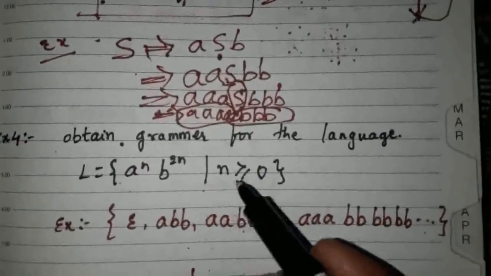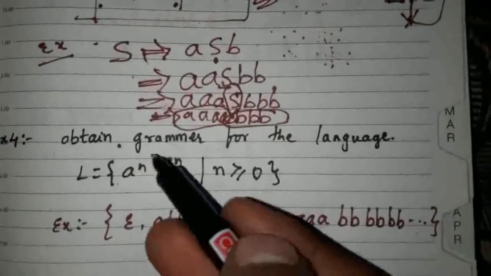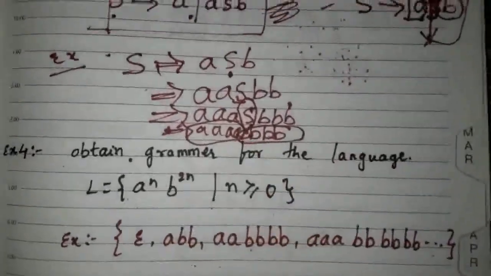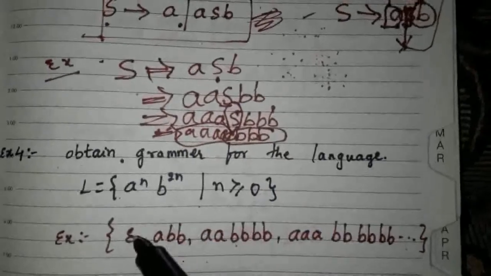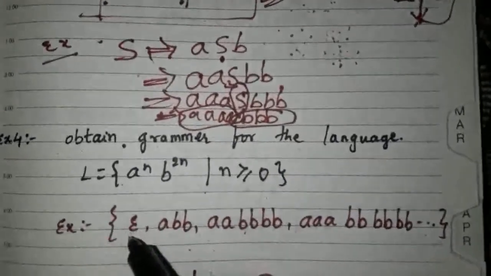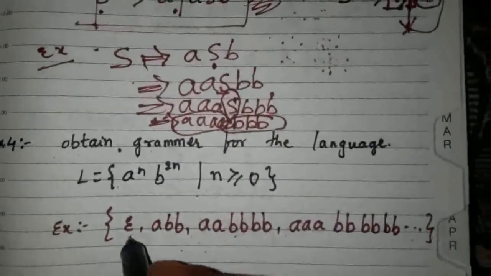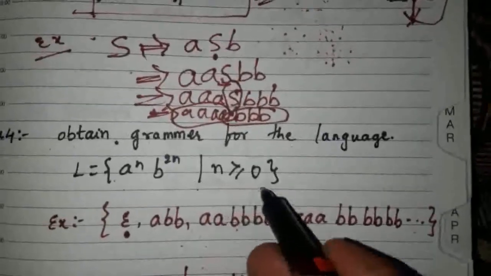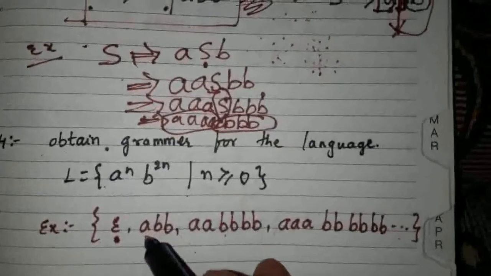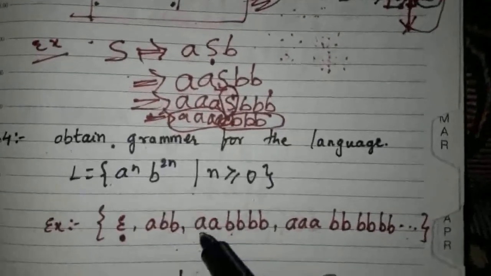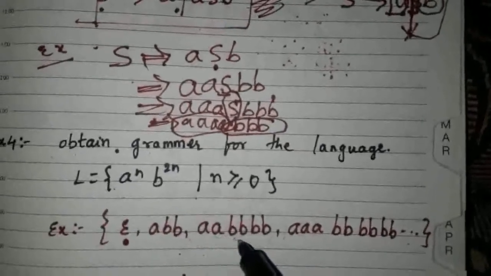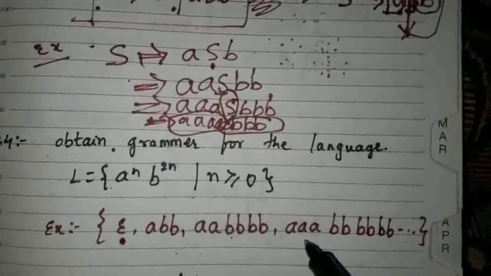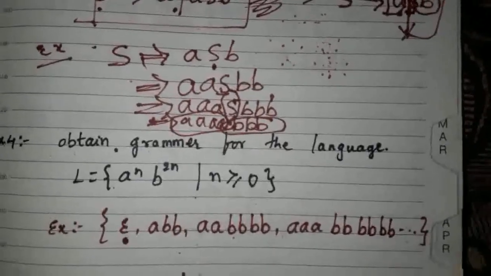Now if the number of a's is 0, the entire thing will be epsilon. So the first example string would be epsilon if n is equal to 0. If n is equal to 1, what do I get? I'll get abb. If n is equal to 2, 2 a's followed by 4 b's. 3 a's followed by 6 b's. Likewise.